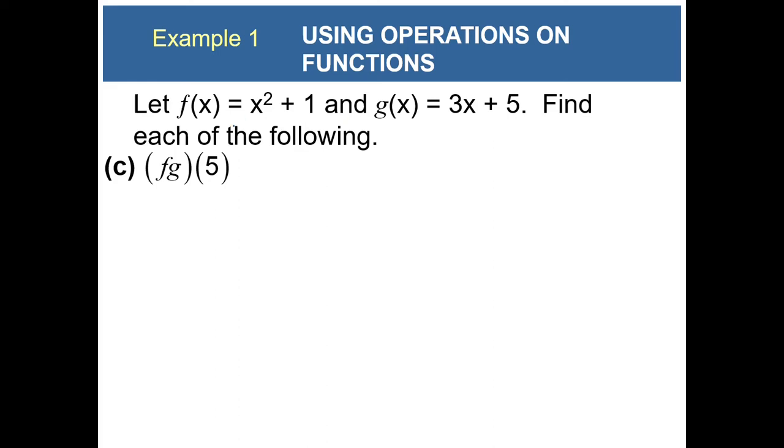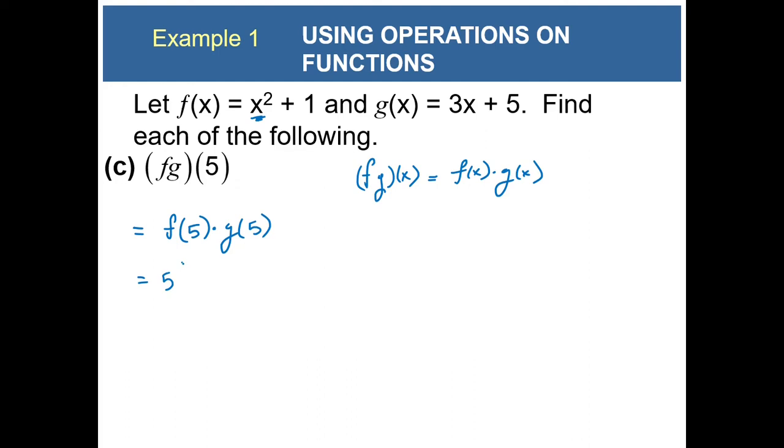Part C, let's find f times g of 5. According to the definition, f times g of x is equivalent to f of x times g of x. So for part C, we have f of 5 times g of 5. We'll plug in the 5 for the function f. So this becomes 5 squared plus 1. And then we're going to multiply that with g of 5. So we're going to substitute 5 into the g function: 3 times 5 plus 5.